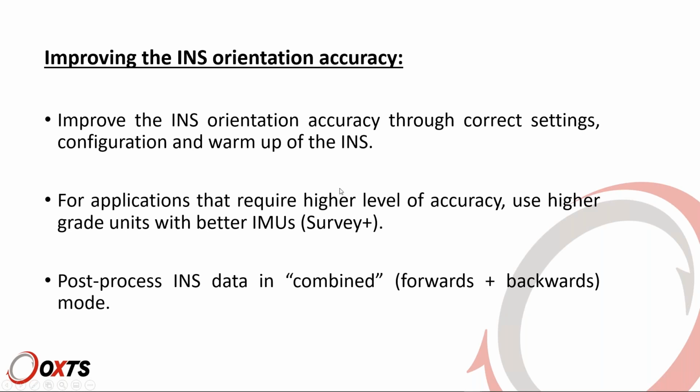If you require a high level of orientation accuracy, then definitely use higher grade units that will be equipped with higher grade IMUs, which will mean that they will have a better orientation, more accurate heading, pitch, and roll angles, such as the Survey Plus that OxTS provides. And again, post-process the INS data in combined mode because this will improve the orientation accuracy.